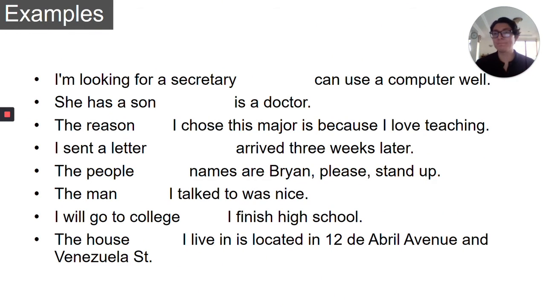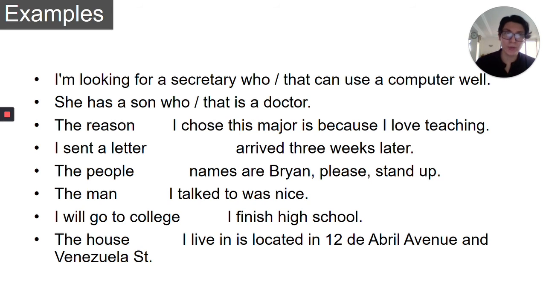Please do them with me. I'm looking for a secretary who can use a computer well. A secretary who, which, where, or what? What do you think? Very good. It is who or that. Remember, both of them can be used to talk about people. Now we have: she has a son who is a doctor. So son, is this a person, a thing, a place? A person, very good. So we can use the same: who and that. Excellent.